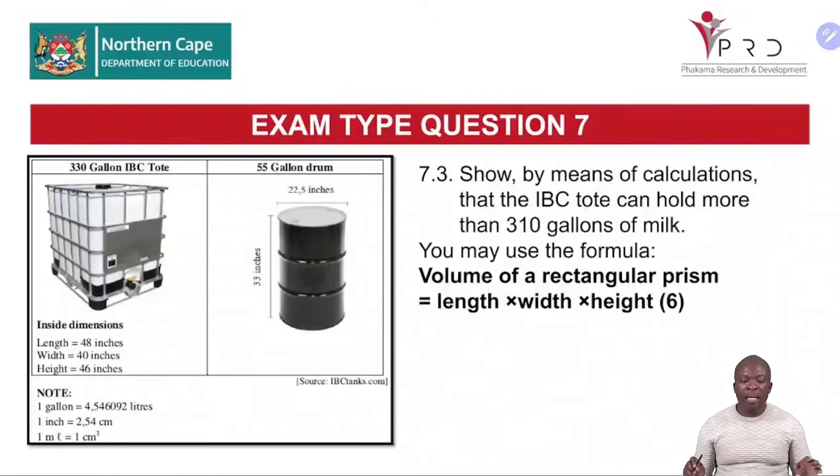All right, let's take 7.3. Show. So once the examiner says show, it means that the examiner already knows the answer. They want you to prove, they want you to work towards getting that answer. So they said, show by means of calculation that the IBC tote can hold more than 310 gallons of milk. You may use the formula, volume of a rectangular prism is length times width times height. And this one is from a past examination paper, and the examiner is giving us about 6 marks.